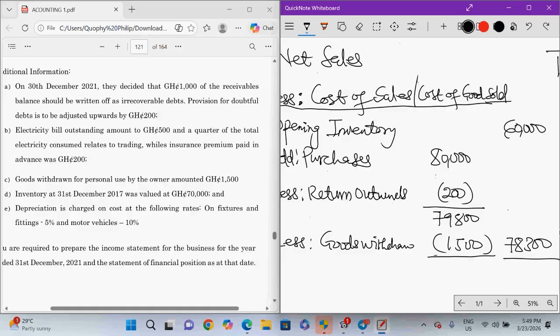Did you less closing inventory? Not yet. You will less it from the total of the opening stock and the net purchases. So 78 plus the 300, what are you getting? 138,300.